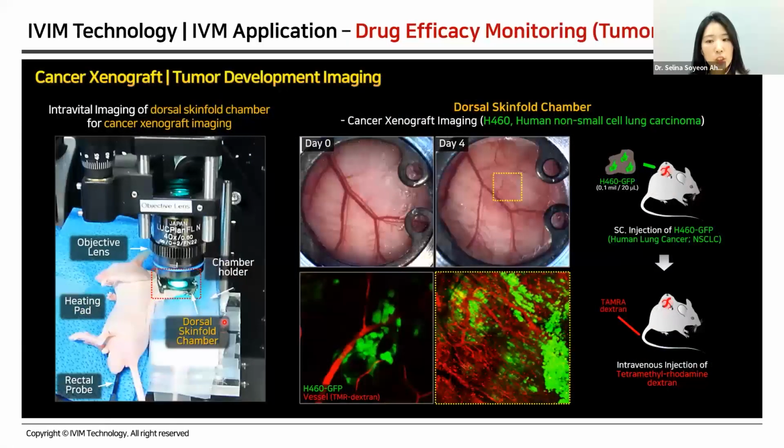With the imaging technology utilizing the dorsal skin fold chamber, we can perform repetitive in vivo imaging of tumor development or in vivo analysis of target drug delivery in the tumor tissue. Firstly, we implant the green fluorescent protein-expressing tumor cells, and then we monitor the development of the tumor on the site. The result shows tumor growth with newly generated vascular angiogenesis within 4 days after tumor implantation.